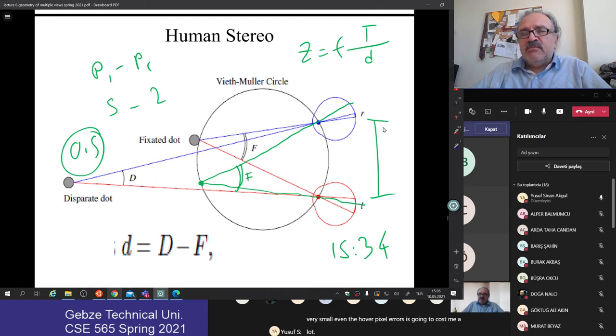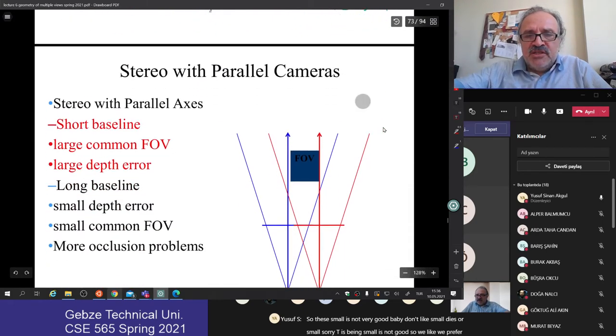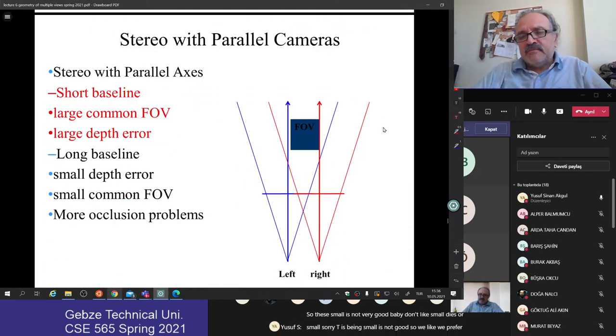So T being small is not good. We prefer larger T's, but there is a problem with the larger T's too. Let's look at this one.